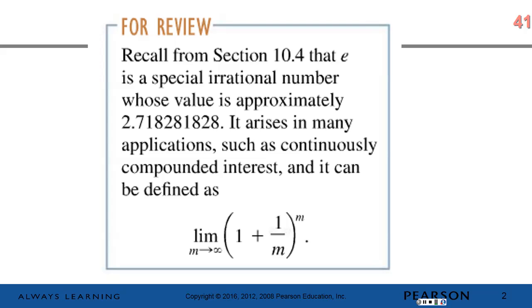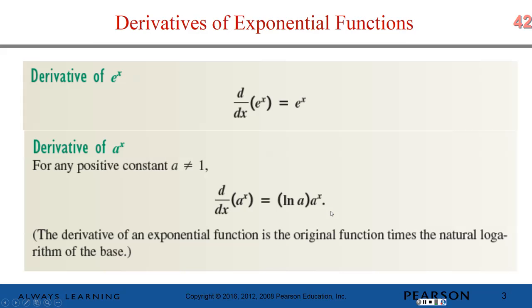One of the things I want you to pay careful attention to is the fact that you're going to see an e in these problems, and e is not a variable. e is a number. It's a number just like pi is a number. It's an irrational number. It's approximately 2.71828182, and it does not repeat. It arises in a lot of applications, such as continually compounded interest, which you saw last semester when we did finance. And it can be defined as the limit as m approaches infinity of 1 plus 1 over m raised to the m power. Not that that really is all that important.